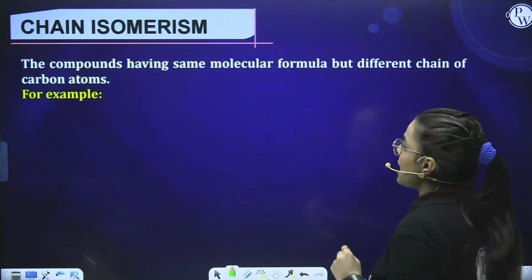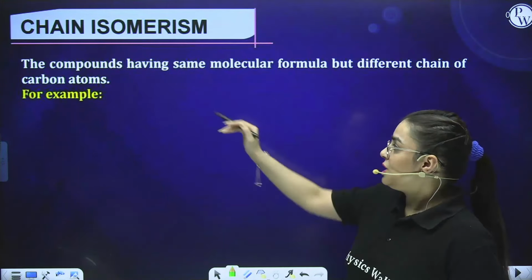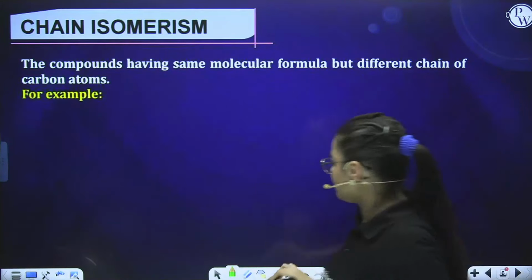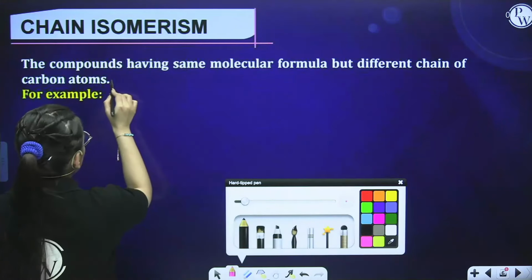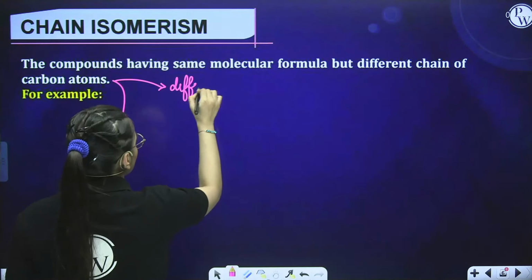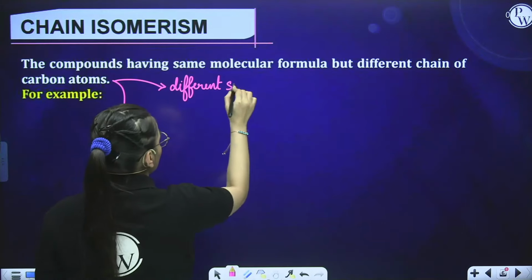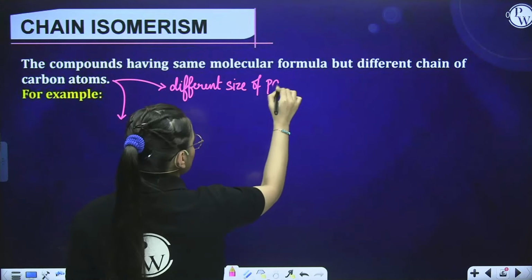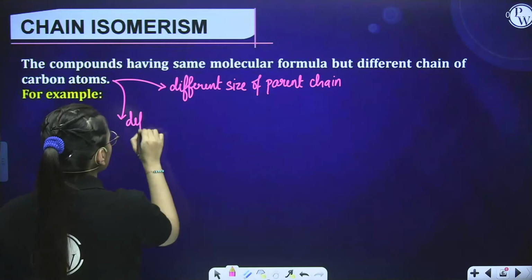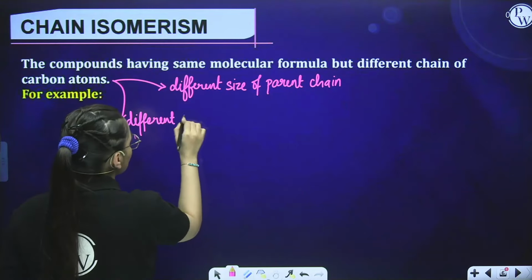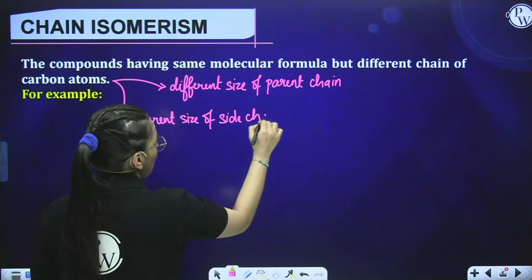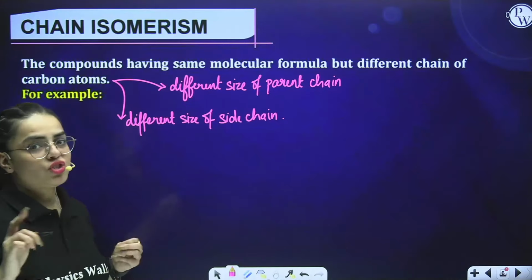Now let us talk about the very first category, that is chain isomerism. So the compounds having the same molecular formula, again the basic necessary condition, right? But different chain of carbon atoms. Now here, different chain of carbon atoms can be classified further into two categories. One is different size of parent chain, or different size of side chain. It can be any of these two conditions. Then they are chain isomers of each other.